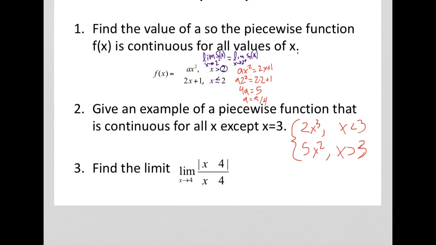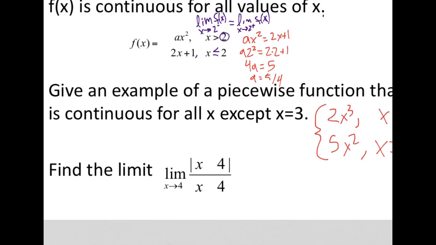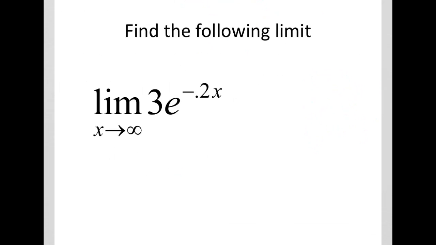Question number 3, find the limit as x approaches 4. And it should say minus 4, and let's go from the left for this problem. I don't know why all my minuses are not getting included in this. But we can do this anyways.